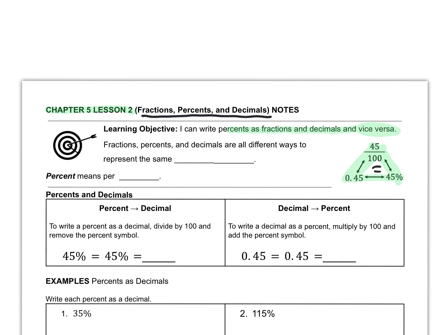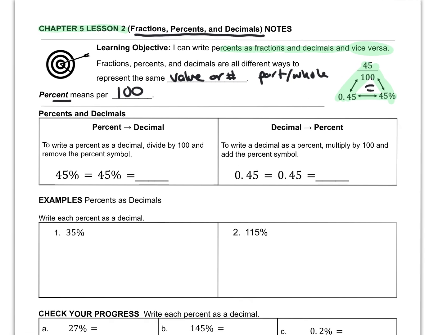So fractions, percents, and decimals are all different ways to represent the same value or number, whichever way you want to say it. So it's the same part out of a whole, however you want to think about that. Percent, reminder, cent means per 100. So that's some prior knowledge we need to activate.